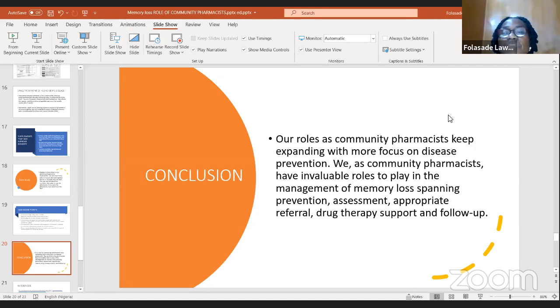Our roles as community pharmacists keep expanding with more focus on disease prevention. We as community pharmacists have invaluable roles to play in the management of memory loss, spanning prevention, assessment, appropriate referral, drug therapy support, and follow-up.